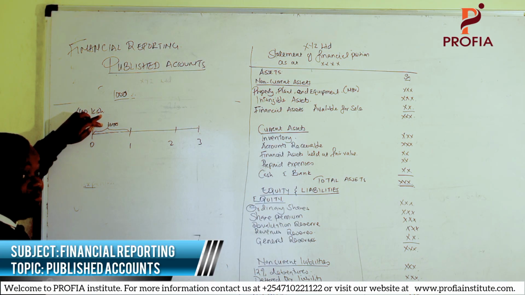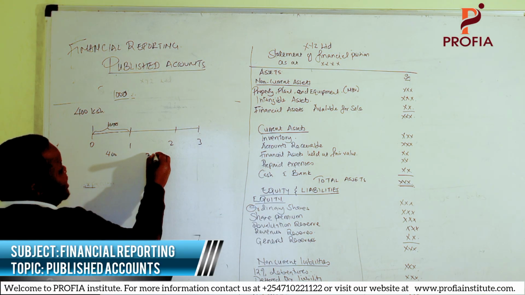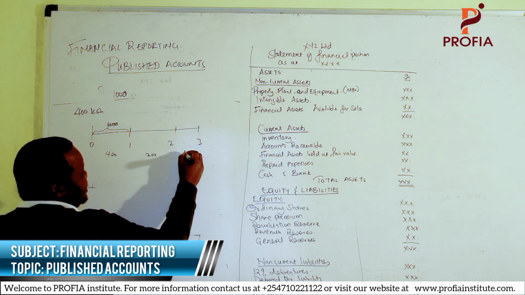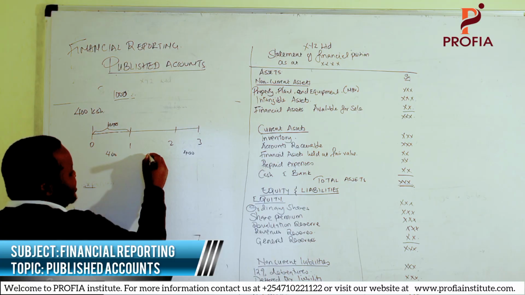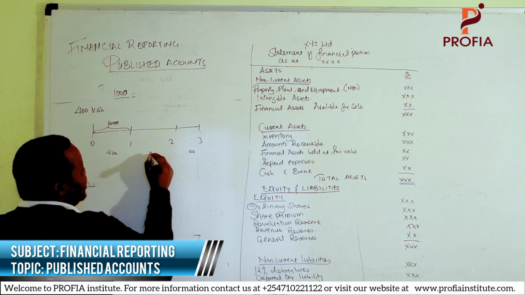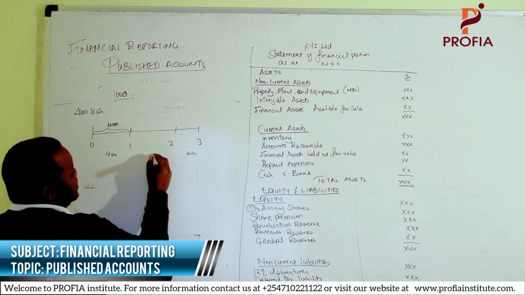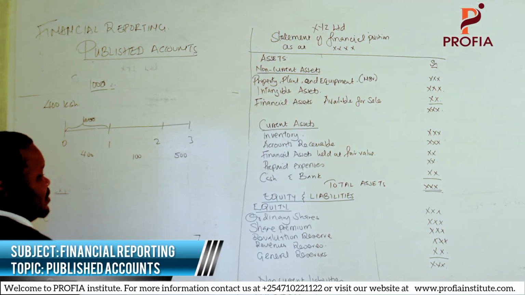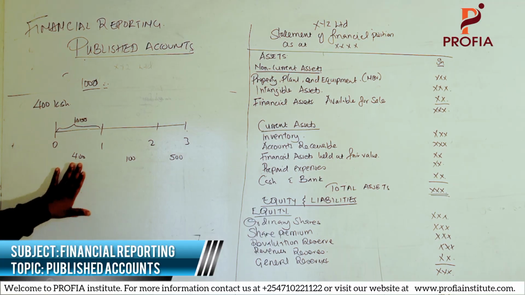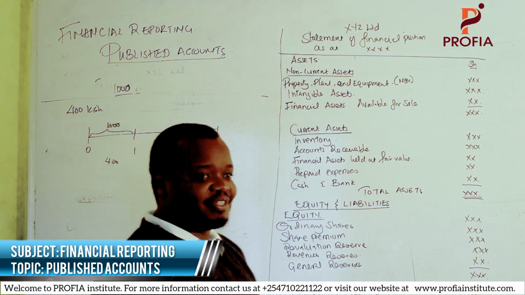You only want to pay 1,000. But KRA tells you, no. What I want you to do, pay me 400, pay me 200, then pay me the balance, which is 400. Let's put this one as 300, 200, and this one pay me 400. Let's say 100 and here 500 so that you can have different figures. KRA is telling you, don't pay me this money at once. Pay me 400, 100, and 500.